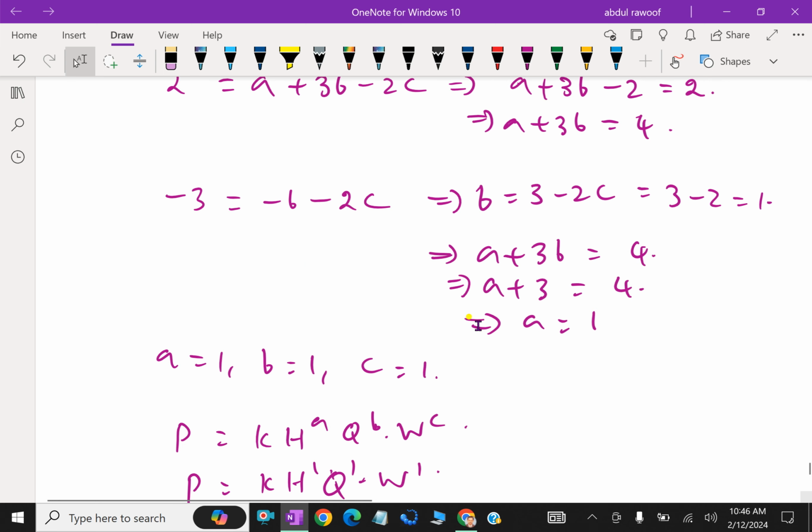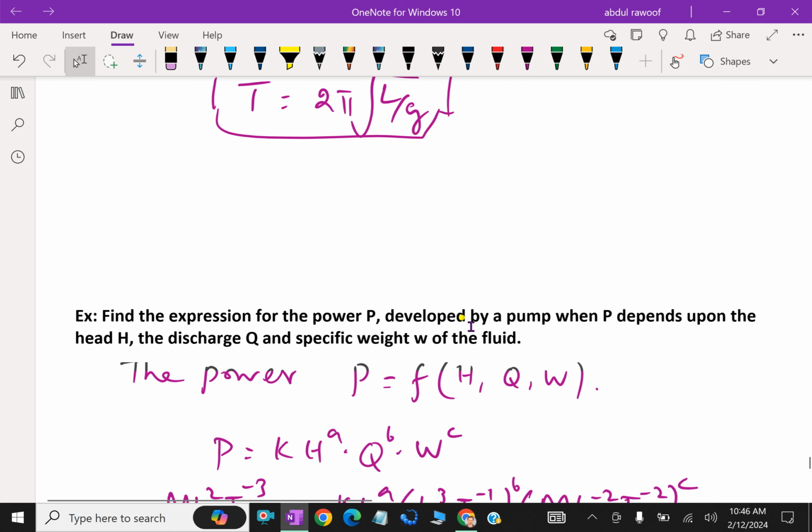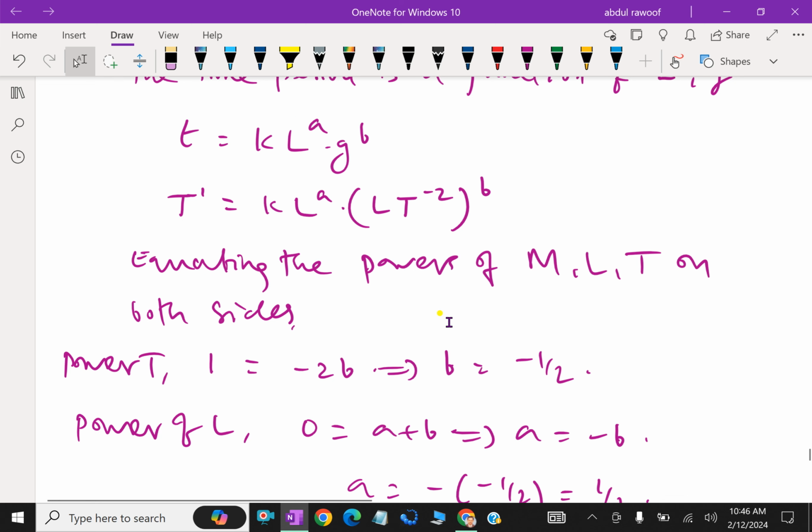So far we discussed some problems using Rayleigh's method, and we derived some formulas.